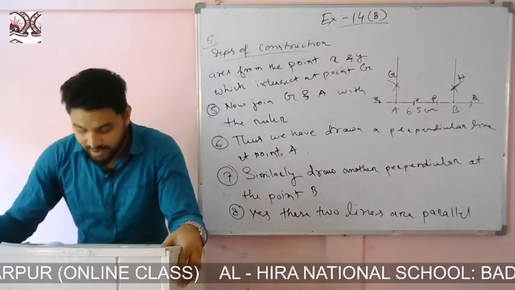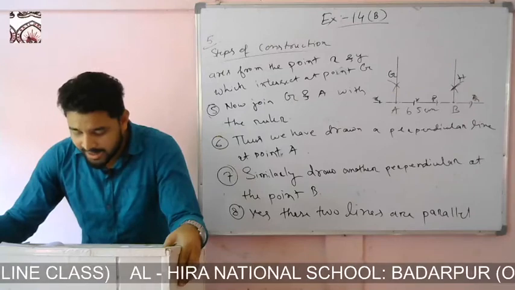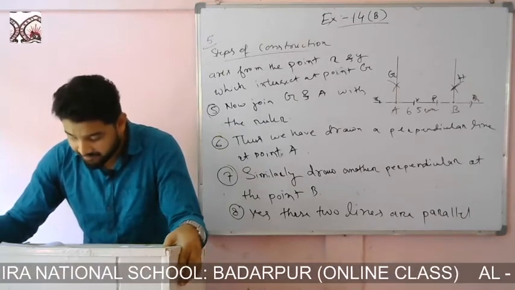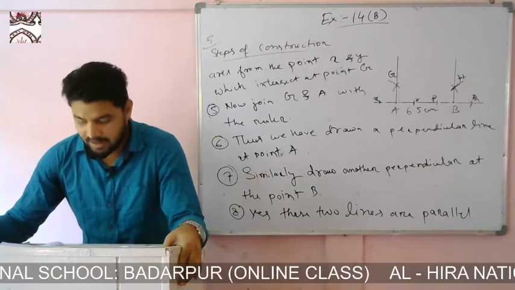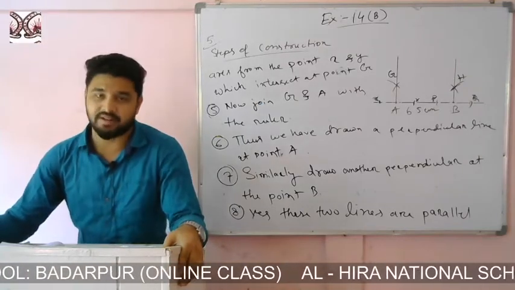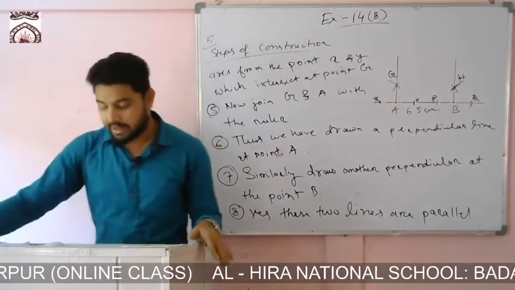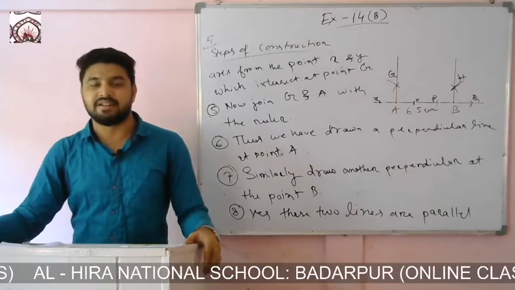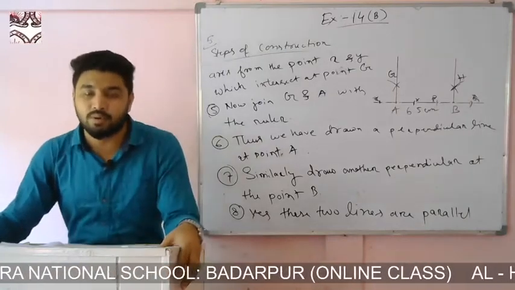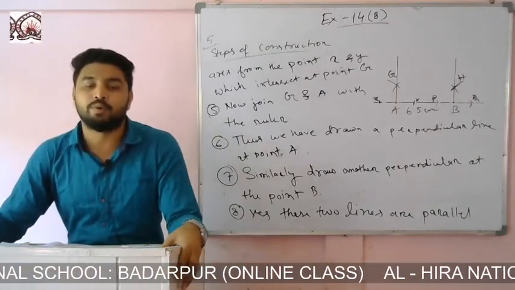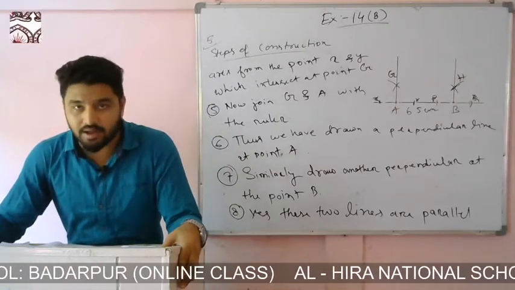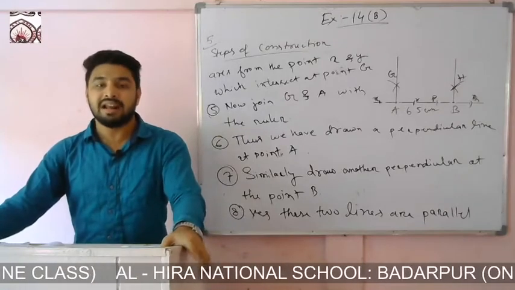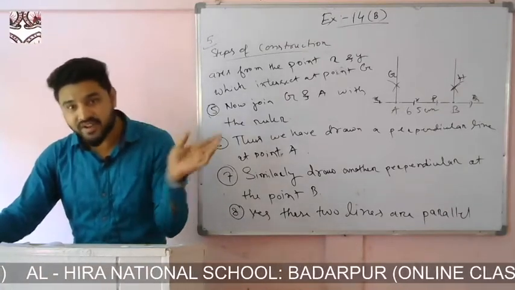Now come to question number 6. Draw a circle of diameter 7 centimeter. Draw another diameter perpendicular to the first diameter. That means first of all we have to draw a circle of diameter 7 centimeter. After that we have to draw another diameter perpendicular to the first diameter.